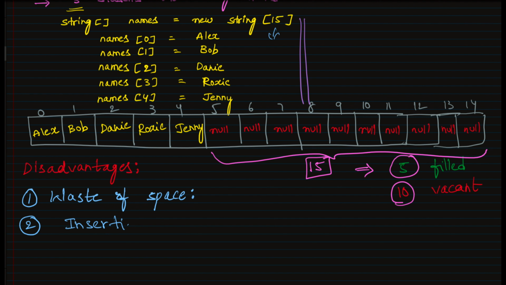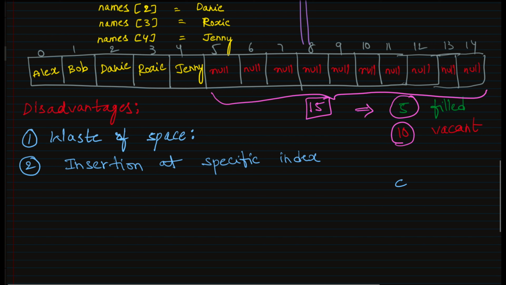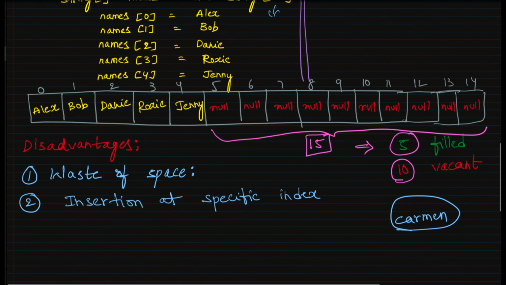Second one is the insertion at a specific index. Now let's assume that we have got a new student named Carmen, and we have to store this value into the array. What is the initial requirement? We want to store the student names in alphabetical order only. So Carmen comes at this position, then Danny should be next to this, then Roxy here, and then Jenny here.